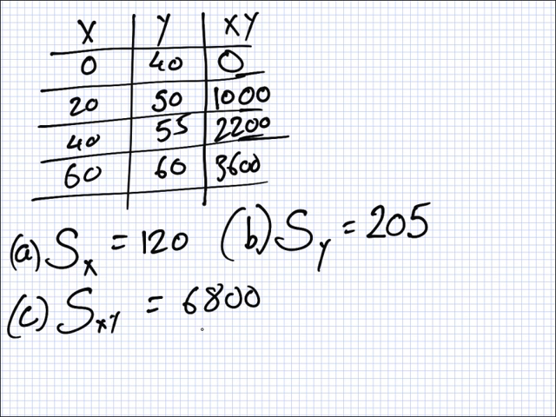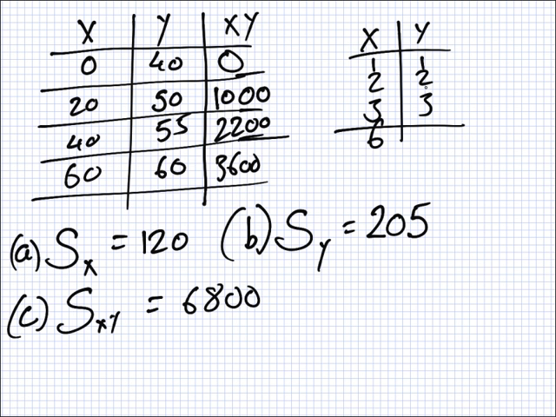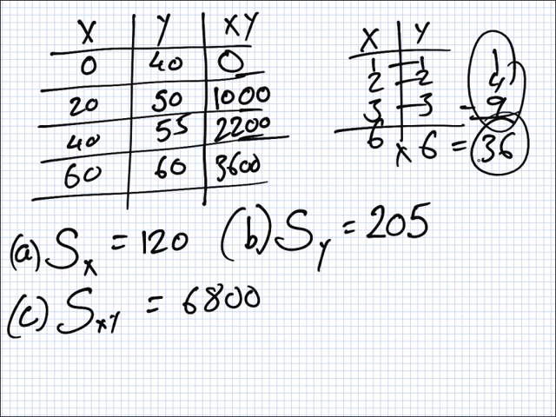No. Why? Let me show you. Here's x, here's y. X will say is 1, 2, 3, and y will say is 1, 2, 3. Now let me add these up. What do I get? 6. And add these up. 6. And if I multiply them, I get 36. Now what's 1 times 1? 1. 2 times 2? 4. 3 times 3? 9. If you add them up, is it the same? No.